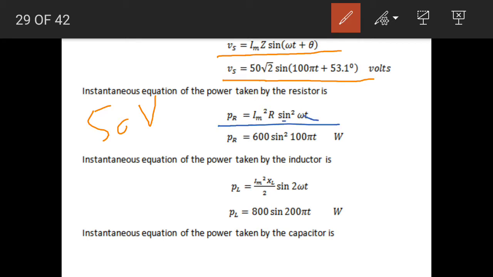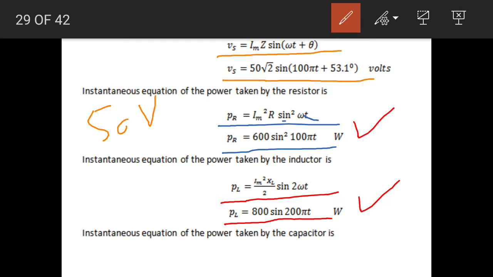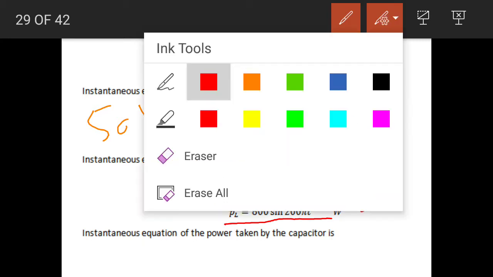So if we put the values on the right hand side, the power taken by the resistor will be equal to 600 sine square 100 pi t. We calculate the power taken by the inductor with the help of this particular equation, and if we put the values on the right hand side, we get 800 sine of 200 pi t. So this is the equation for the time varying power which is taken by the inductor from the AC voltage source, and this is the power which is taken by the resistor from the AC voltage source.